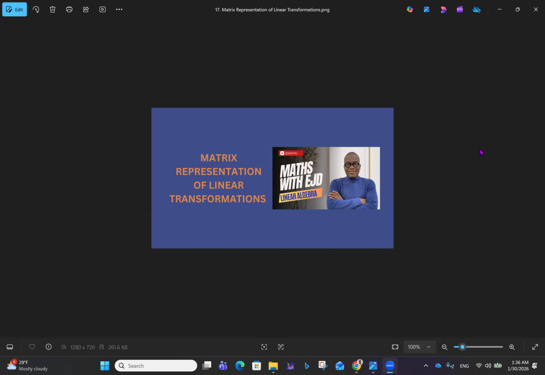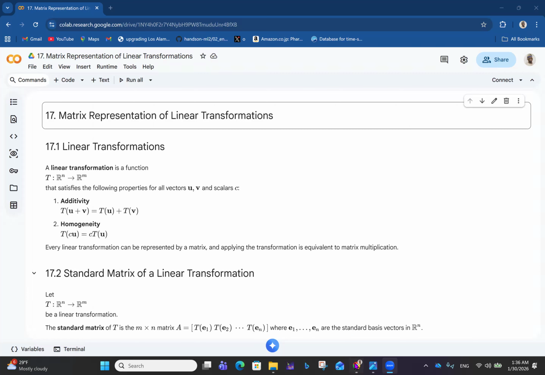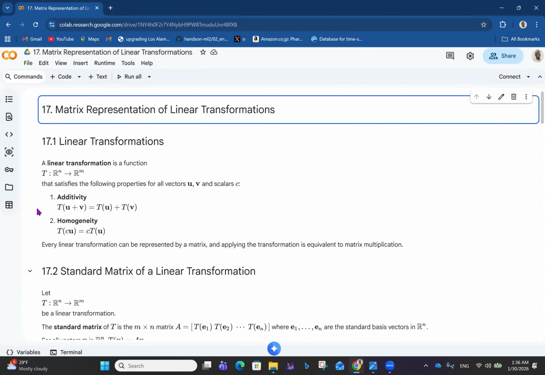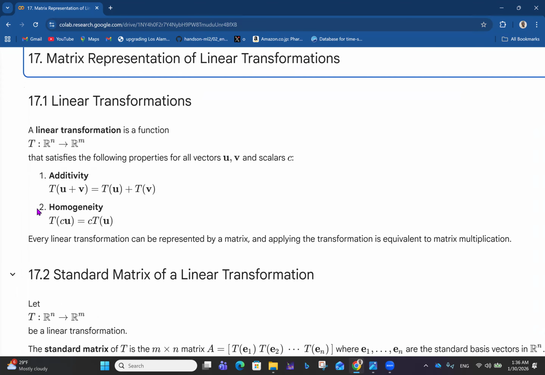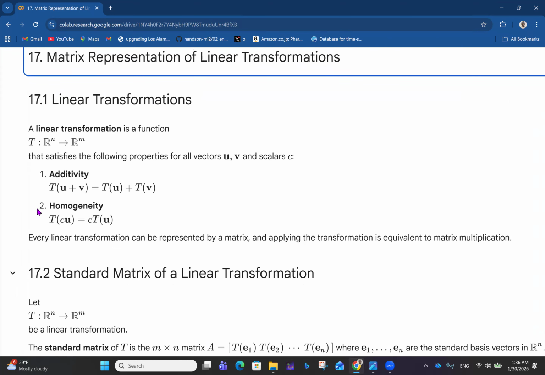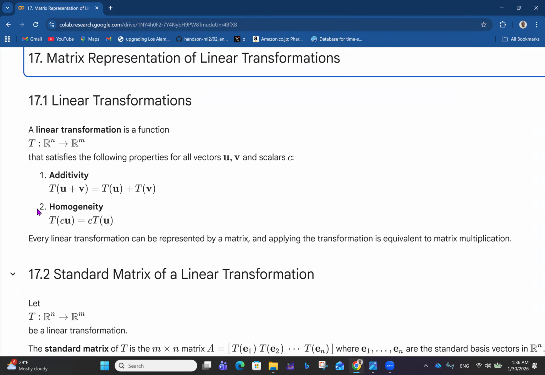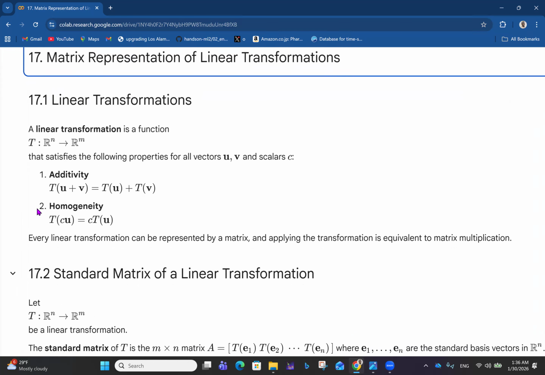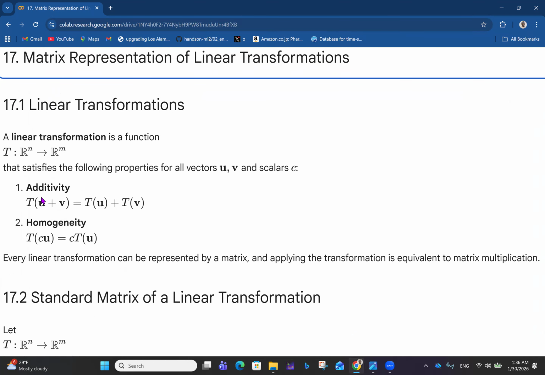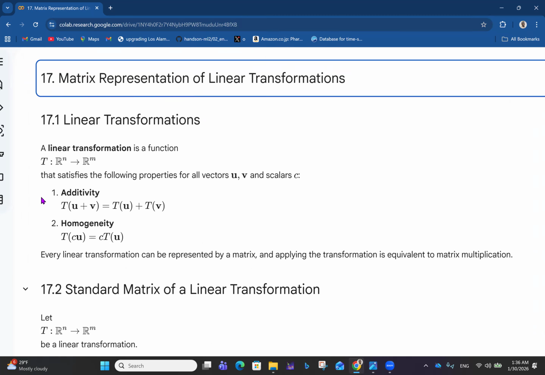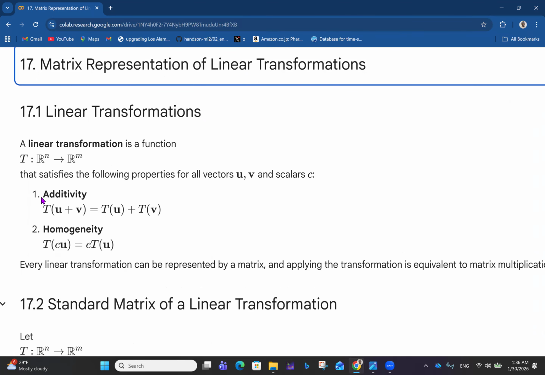We continue with linear transformations by considering matrix representation of linear transformations. Okay, so straight up, we already talked about linear transformations in the previous videos, and we just need to remind ourselves briefly what that is about before we move on with what we have to talk about.